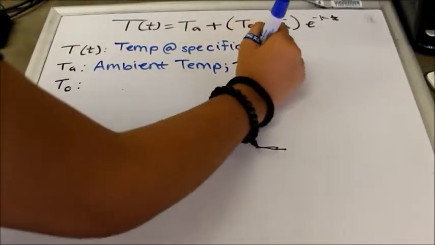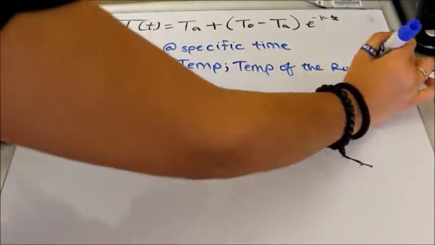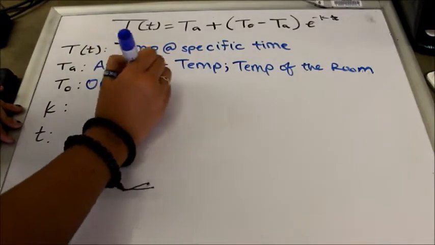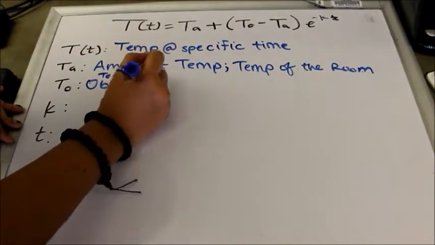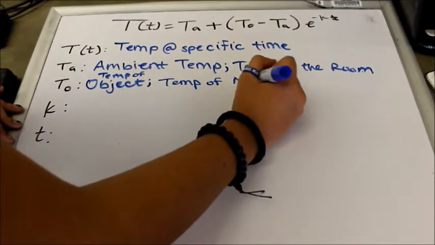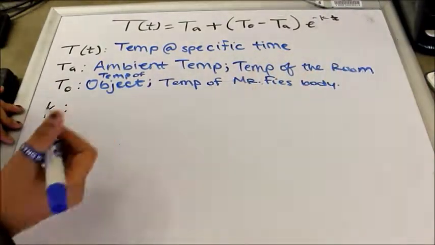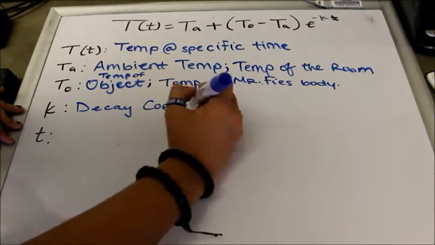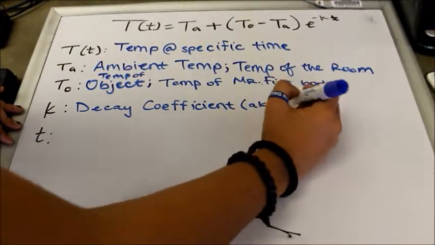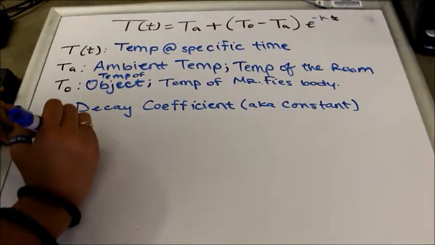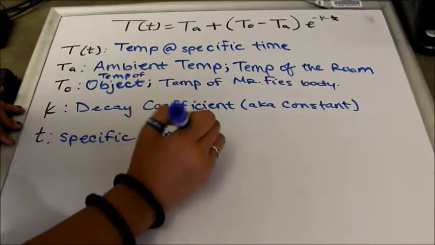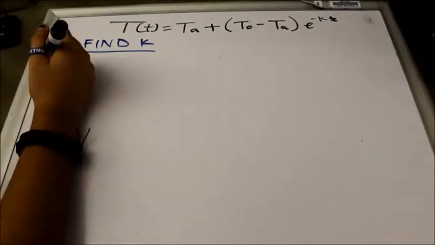In this case, big T is temperature, TA is the ambient temperature, which is identified as the temperature of the room, TO is the temperature of the object, being Mr. Fies' body, K being the decay coefficient, also known as the constant, and finally, little t equaling time. For this problem, the first step to solve is to find the value of K.